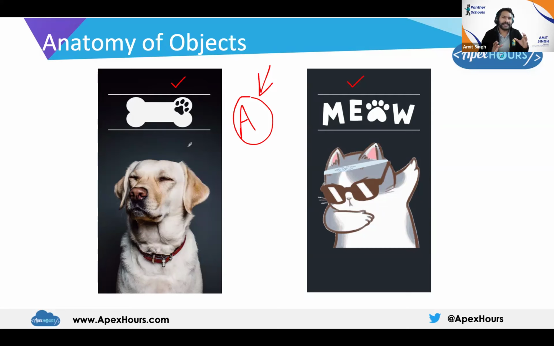If you talk about the behavior, what a dog can do, what a cat can do: a dog can speak, run, sleep, eat. Similarly, the cat can also do that. Some of the activities might be different, like the speaking behavior of dog and cat. A dog does it in a different way and a cat does it in a different way. But there are states and behavior. That means these are objects.